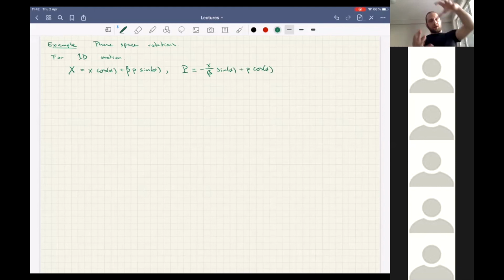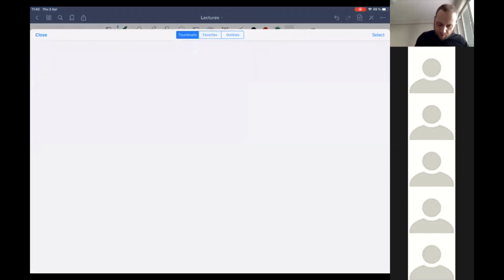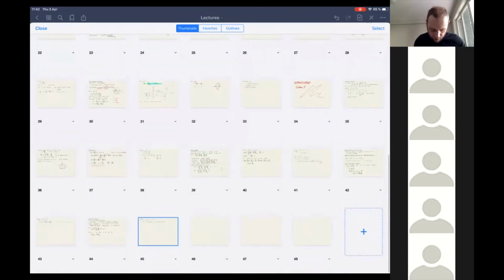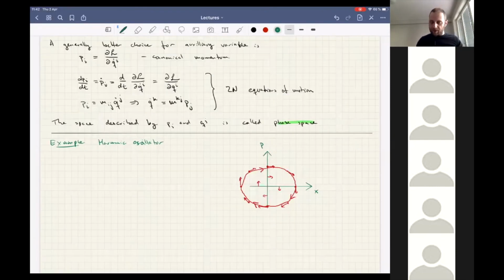So this is essentially a rotation in phase space. If you remember from when we discussed the phase space for the harmonic oscillator, we had the phase space for one-dimensional motion, and essentially what we are doing is that we're rotating the entire phase space. We're calling our new x variable something that is a combination of x and p, and our new p variable is also something that's a combination of x and p in such a way that we just rotated the phase space.